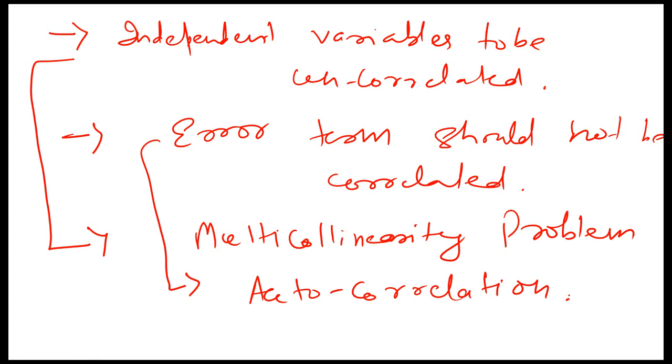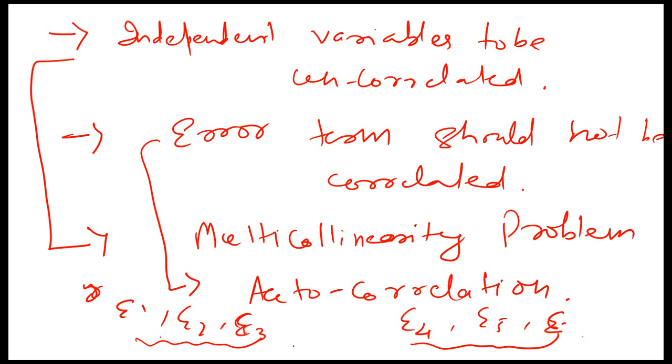How to fix it, I'll cover later, but till this point it is clear: the error term should not be correlated. So what is the error term? For example, you have error 1 in the first observation, error 2 in the second observation, error 3 in the third observation, and then error 4, error 5, error 6, right? These errors should not be correlated. There should not be any correlation between these errors. If error 1 increases, error 2 also increases, there should not be such correlation. And there is an assumption actually. Don't try to get into the depth, it will be very confusing. I'll tell you why it is important.